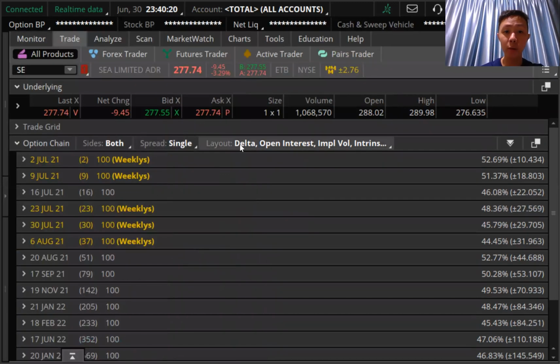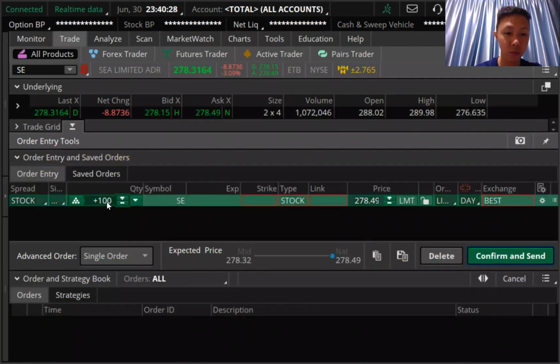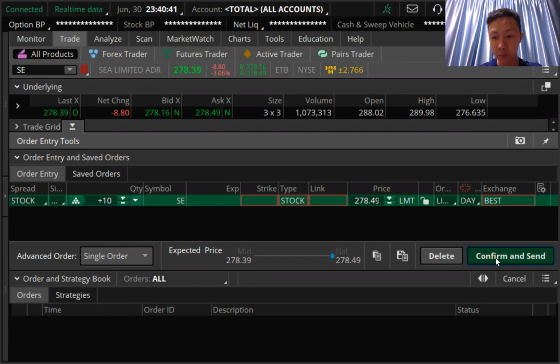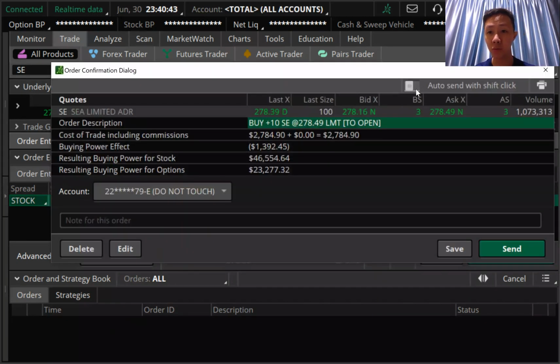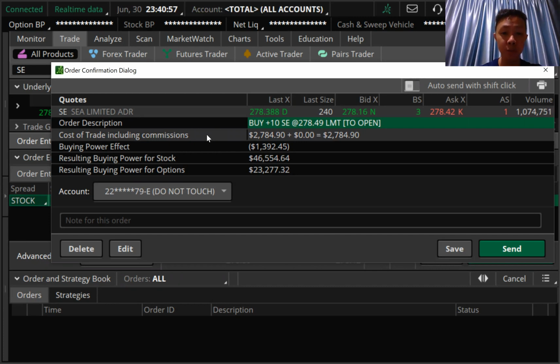So when you want to buy stock, just click ask. You type the quantity you want to buy. So let's say you want to buy 10 of this stock. You set the price yourself or use the market price, and then click confirm and send. Make sure you always read the order description. Buy 10 SE at this price to open, buy to open. And then, how much will the cost be?